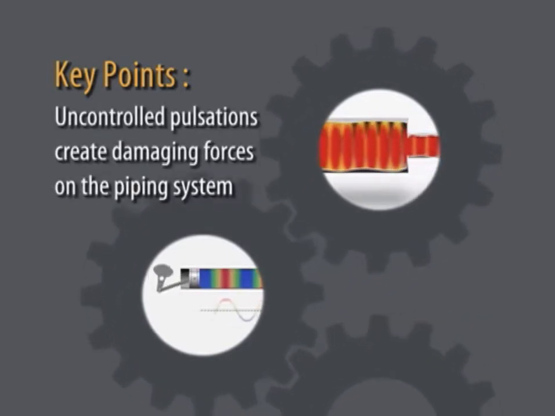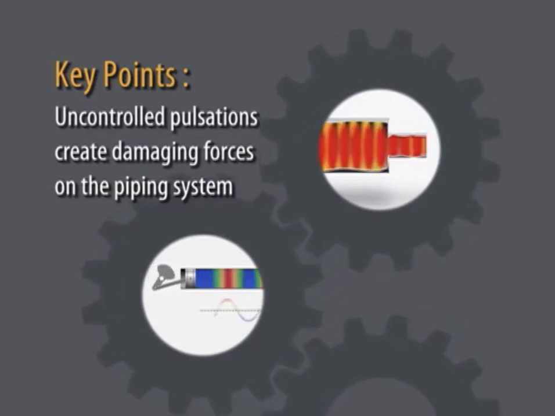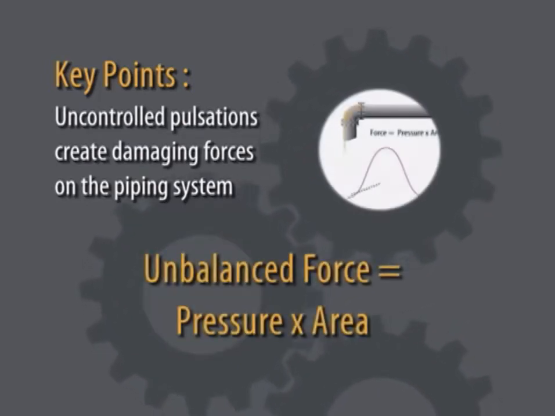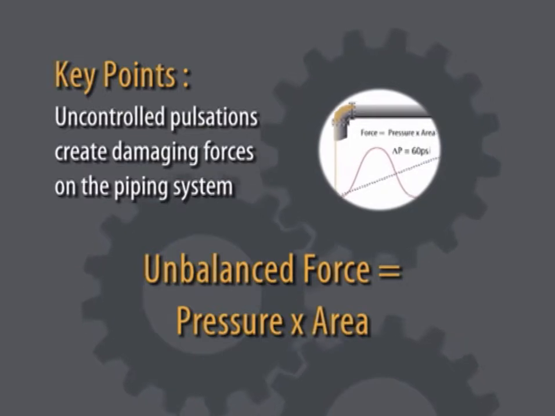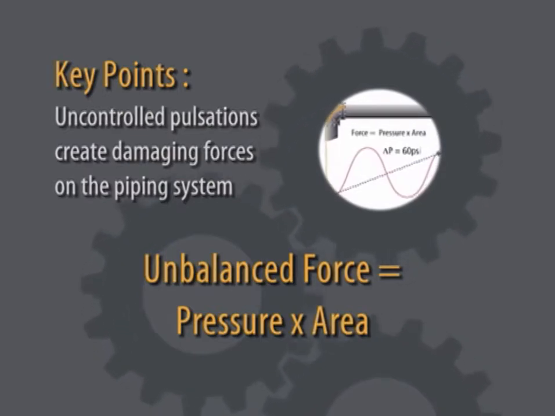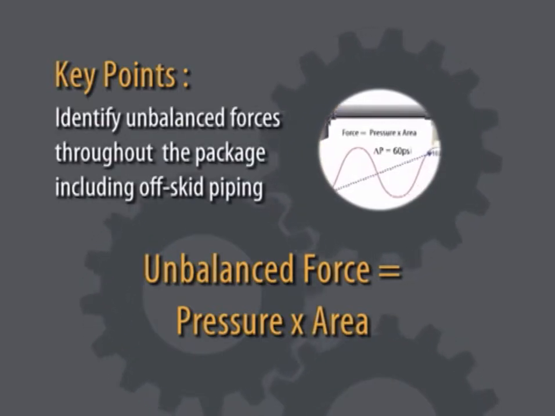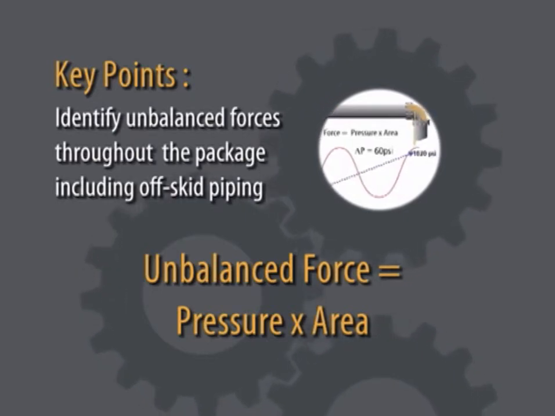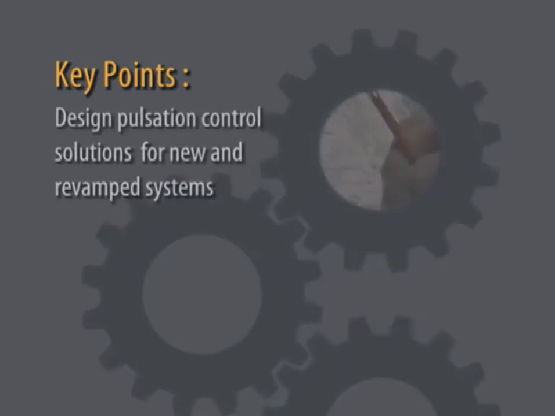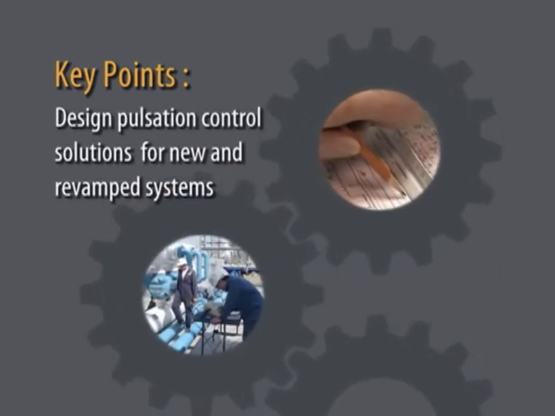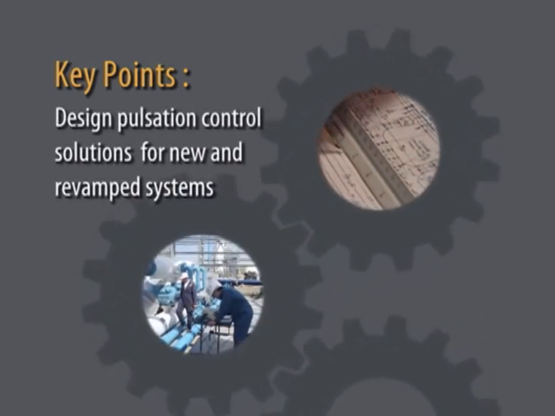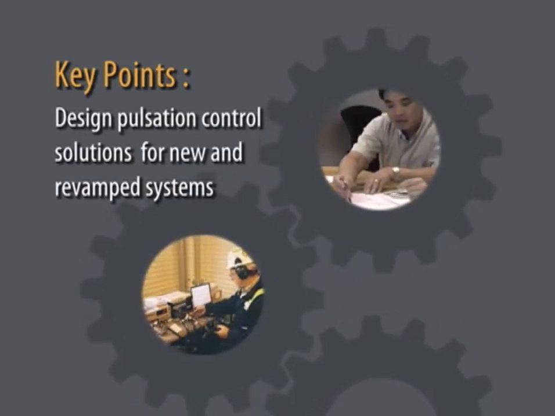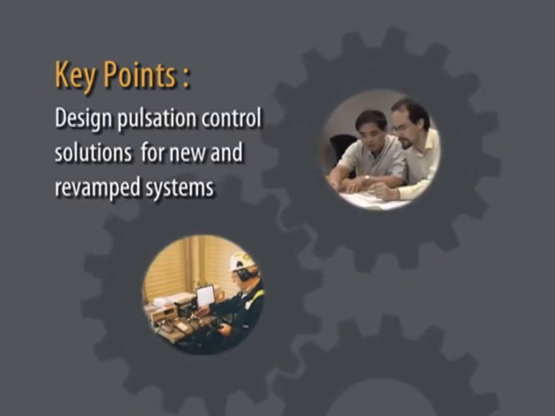Unless controlled, pulsations create damaging forces on the piping system. The unbalanced force equals pressure times area. Unbalanced forces must be identified throughout the package, including off-skid piping. Beta's role is to design a pulsation control solution that reduces pulsations to acceptable levels on new systems or revamps.